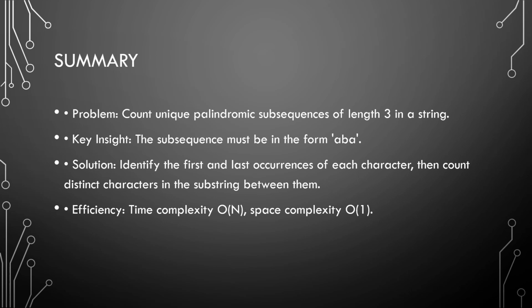In summary, we have learned how to count the number of unique palindromic subsequences of length 3 in a string. We focus on subsequences that are in the form ABA, and the solution is efficient with a time complexity of O(n) and space complexity of O(1). By leveraging the first and last occurrences of each character, we are able to count valid subsequences effectively.